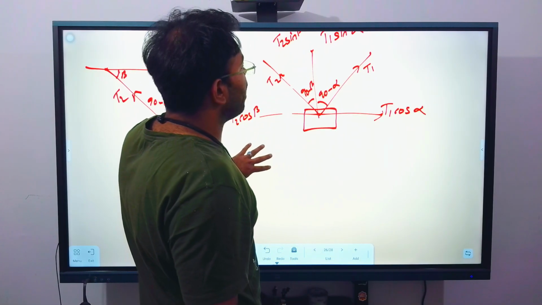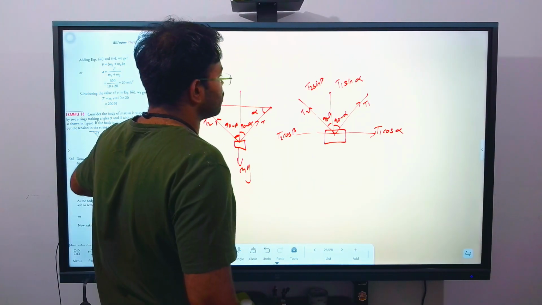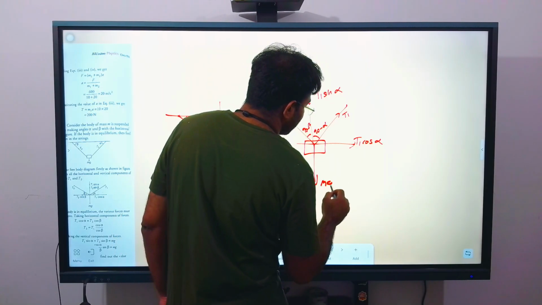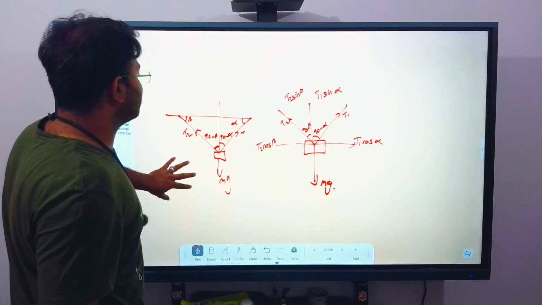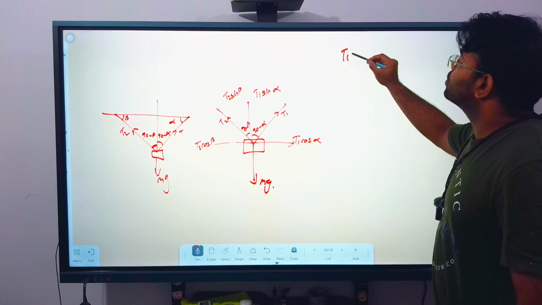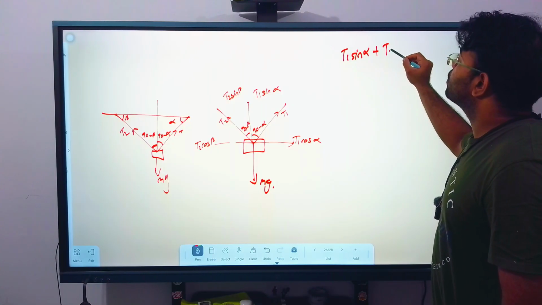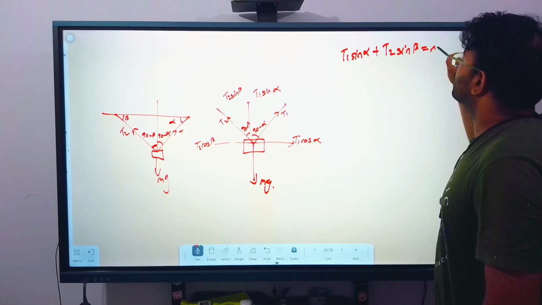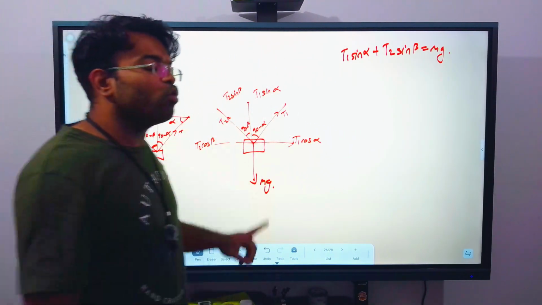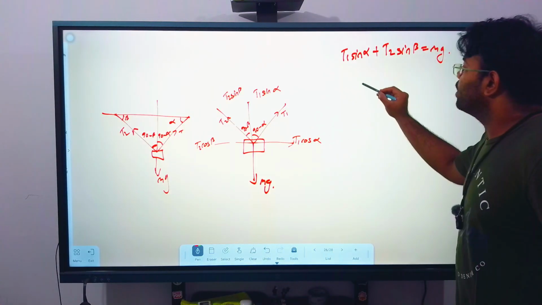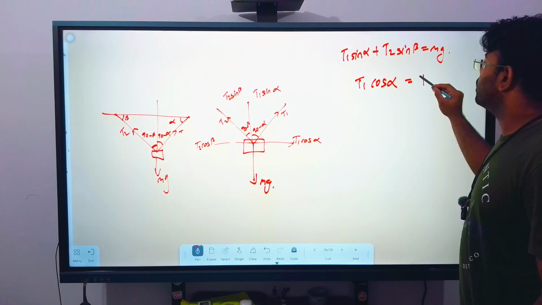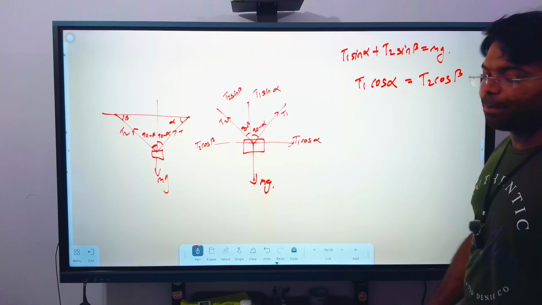So if I remove all the other forces, I will get only three forces here, and the vertical ones are mg. So if this object is in equilibrium, can I write T1 sine alpha plus T2 sine beta is equal to mg? And since the object only has two horizontal forces, both acting in the opposite direction, can I write T1 cos alpha is equal to T2 cos beta?